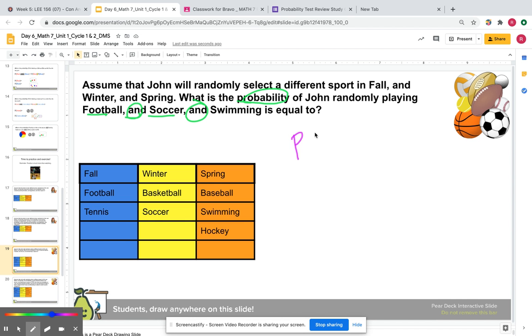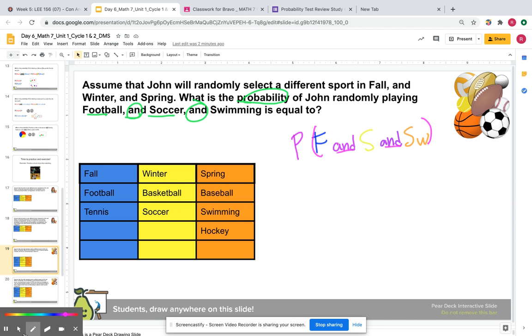We're trying to find the probability of football, and playing soccer in winter, and we're trying to select swimming for spring. SW for swimming. That's what we're finding. We're finding those probabilities, and let me use parentheses. They're compound. That means that they have the word and, which means we're going to multiply.